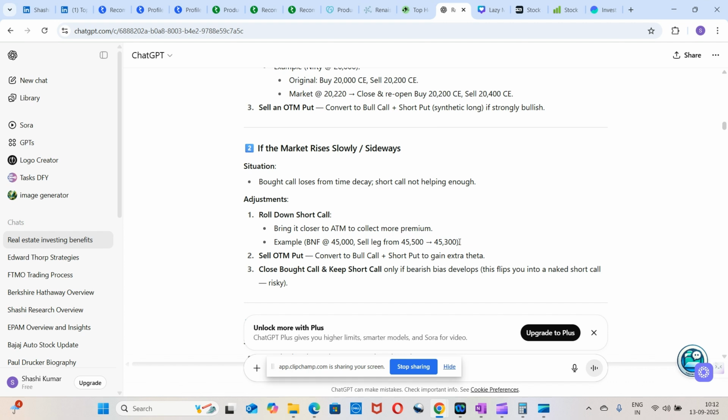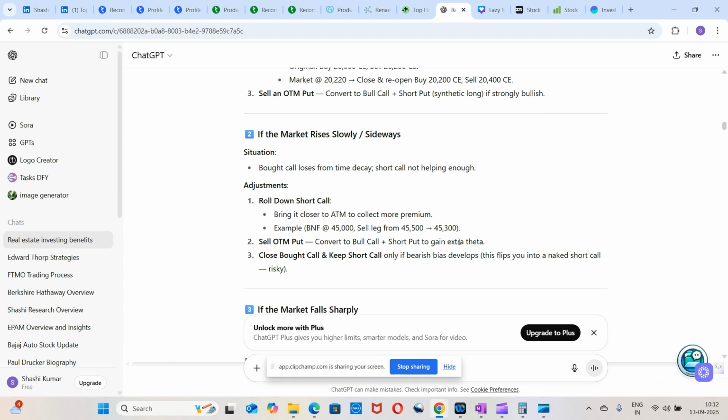So the adjustment you could do is roll down the short call. Whatever short call you have taken, you bring it closer to the ATM so that you can collect more premium. For example, if Bank Nifty spot is 45,000 and the sell leg you have taken is the 45,500 call, you move it to 45,300. You move it closer to the ATM so that you collect more premium.